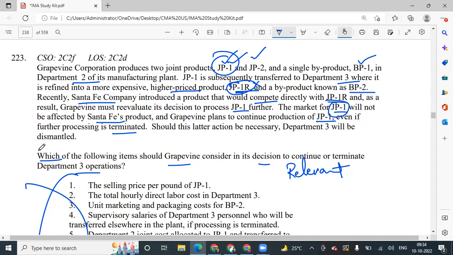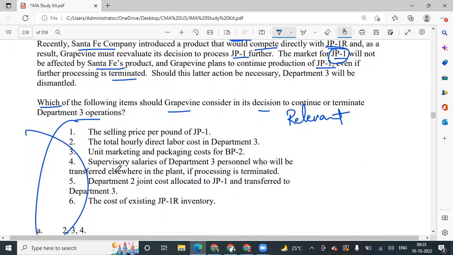Department 3 will be dismantled. So if you are going to terminate JP1R or further processing, then Department 3 is going to be terminated. Now, which of the following items should Grapevine consider in its decision to continue or terminate Department 3 operations? To decide whether to keep Department 3 or not, what are the things we should be considering? What are the things relevant to us? That's the question. He's not asking whether we should take it or not. He's just asking what all are the things relevant to us.